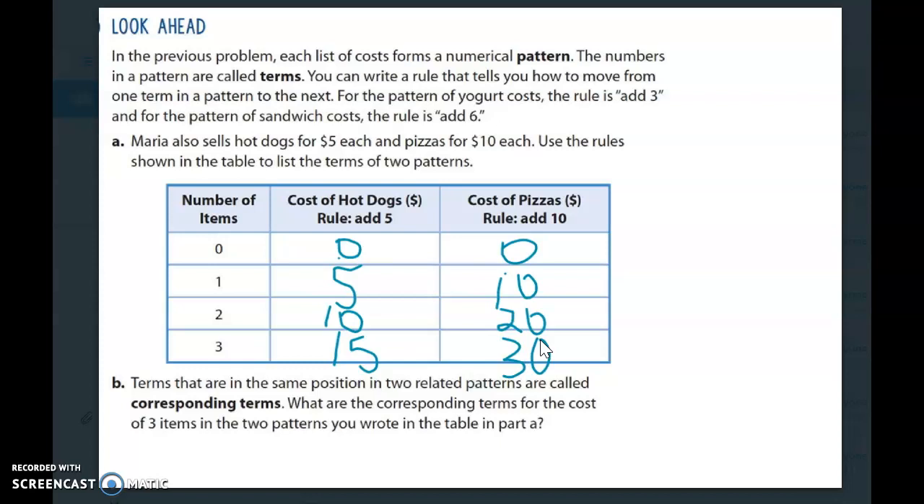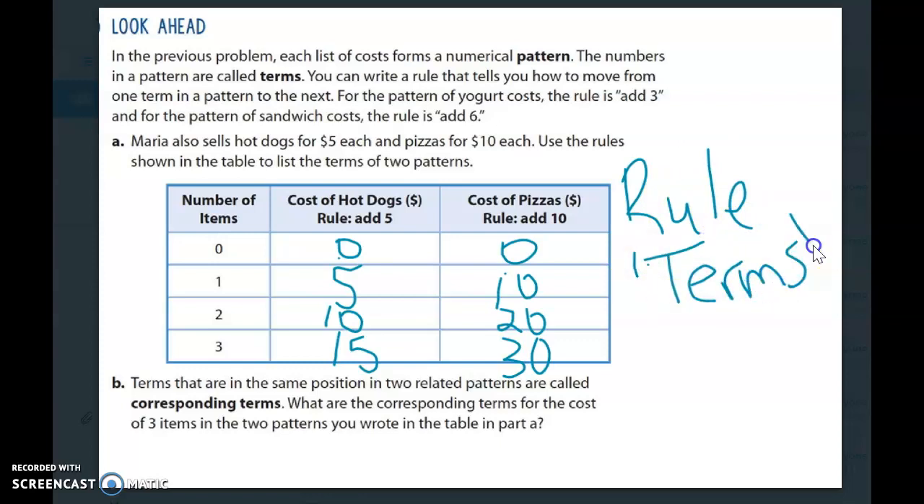So that's part A. Part B says, so when we say a rule, another word for that is terms. So the terms are adding 5 and adding 10. Terms that are in the same position in two related patterns are called corresponding terms. What are the corresponding terms for the cost of 3 items in the 2 patterns you wrote in the table? So I'm going to look right at this column here.